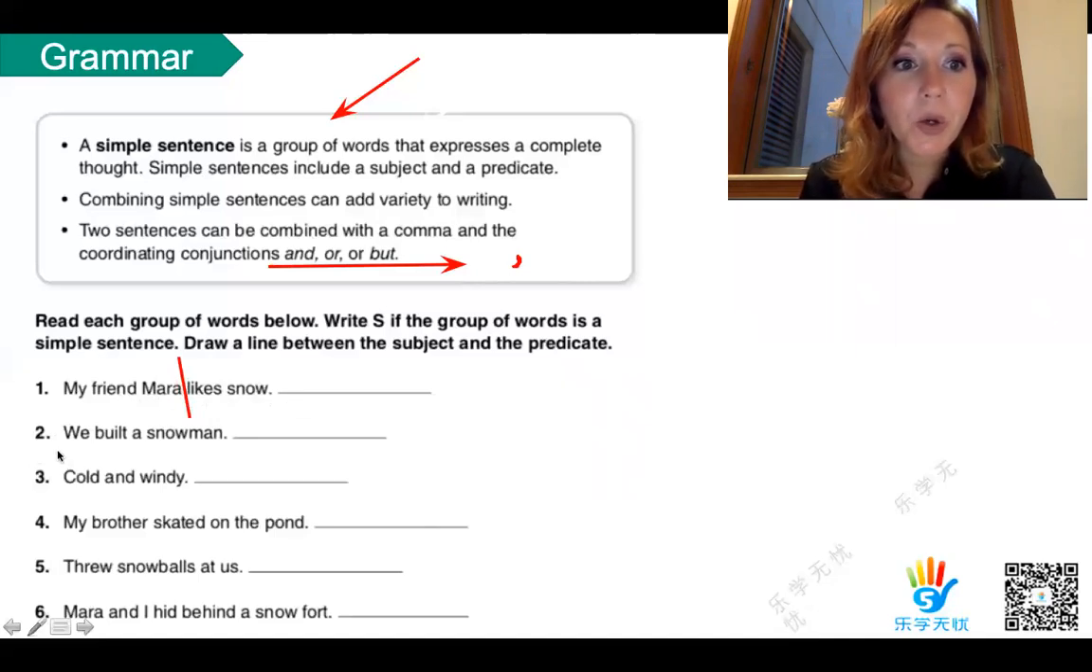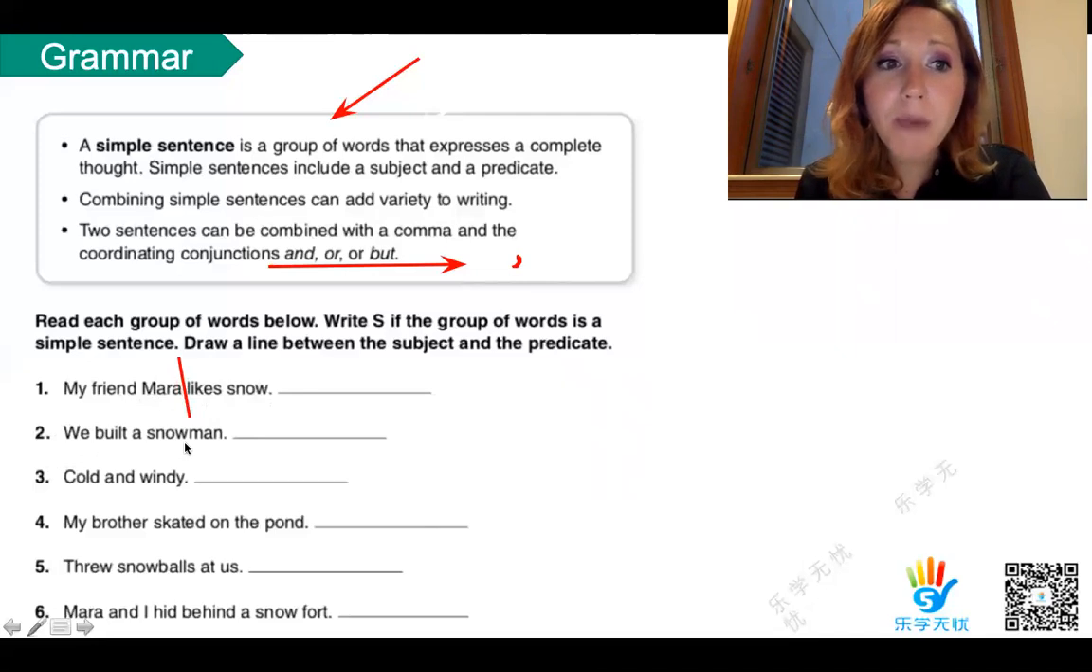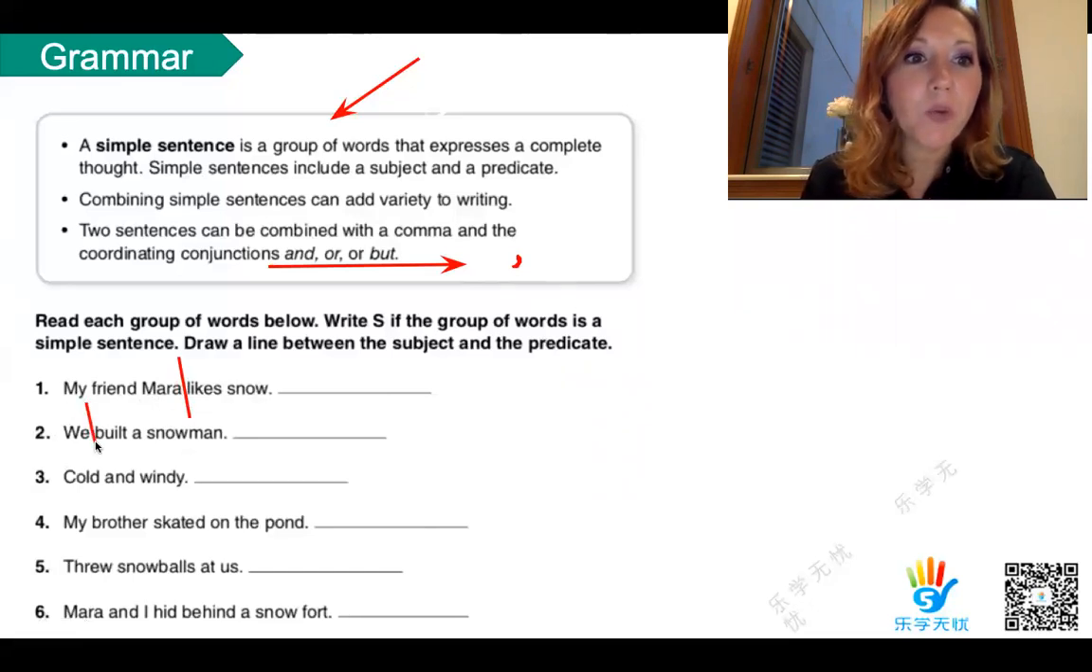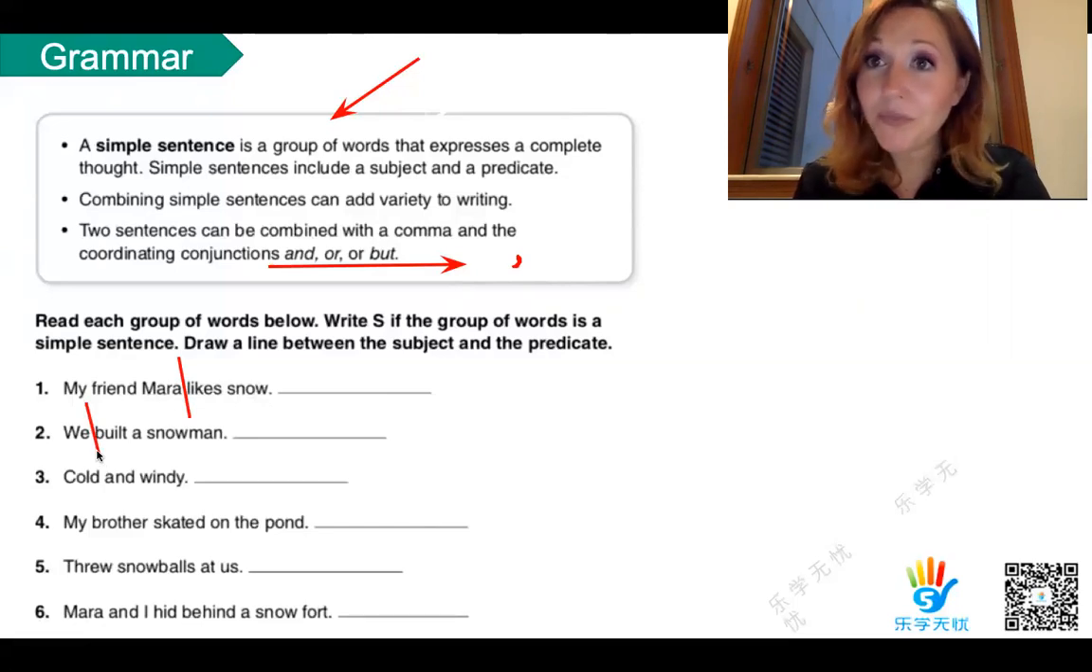Number 2, we built a snowman. Where should I draw my line? Very good, between we and built.